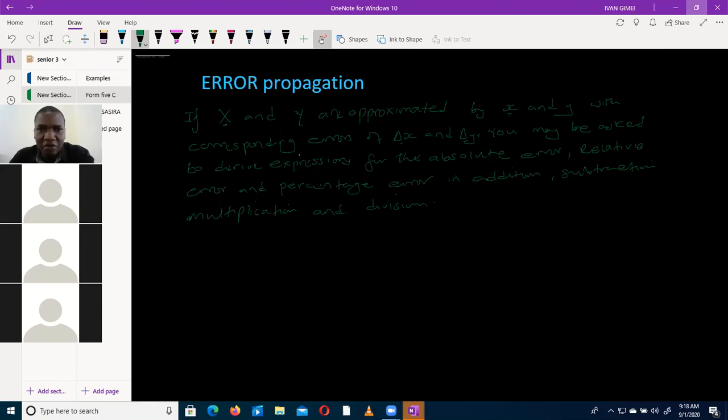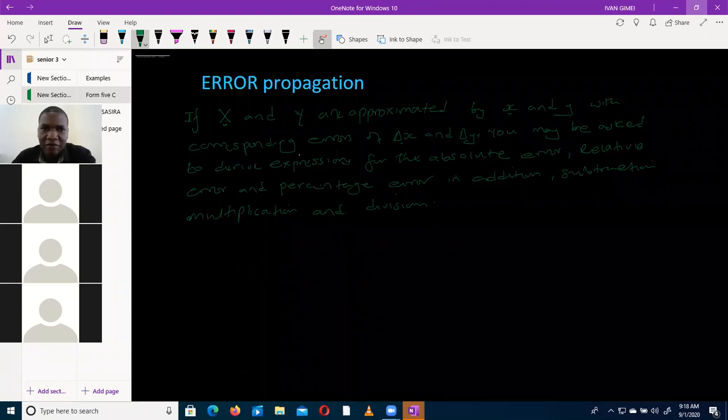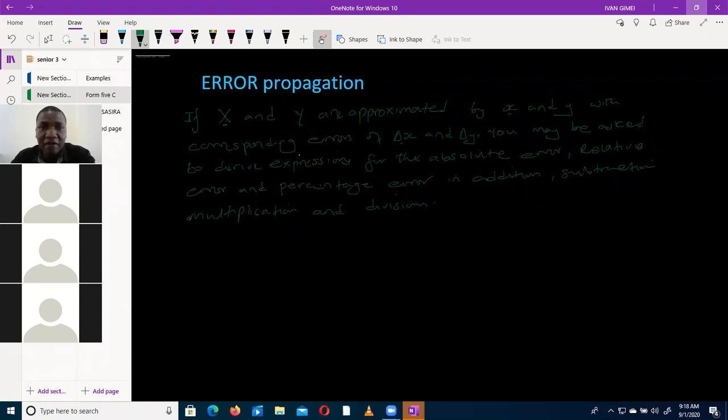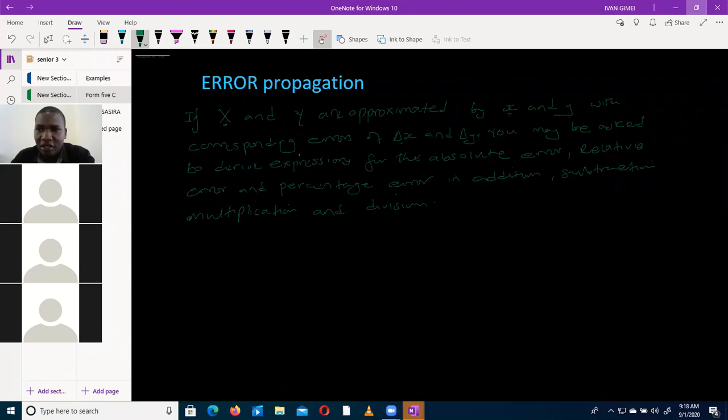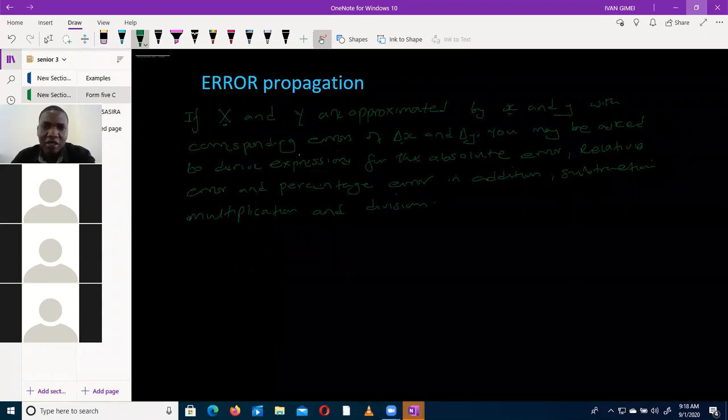So they're giving you unknowns. They'll give you unknowns, one of them representing the exact value, another one representing the approximate value and the corresponding error in it. Then they ask you to derive the expression for the error in addition, subtraction, multiplication, and division. Let's start with addition.